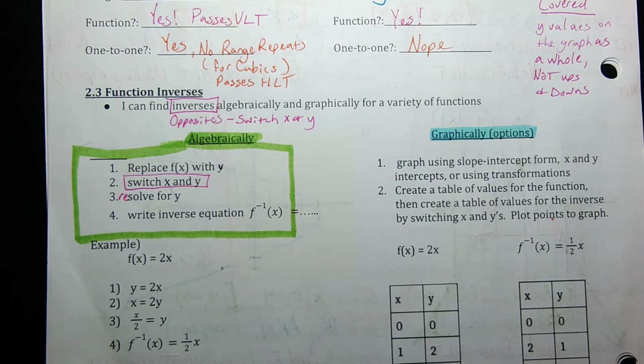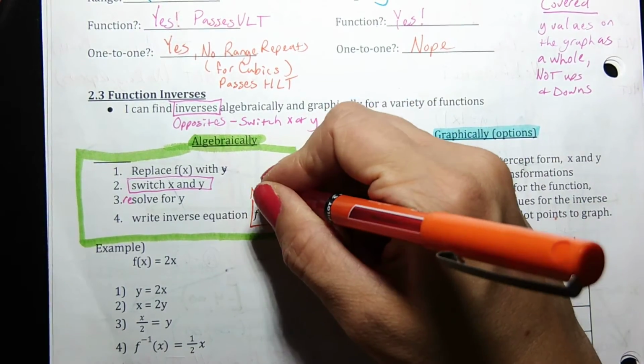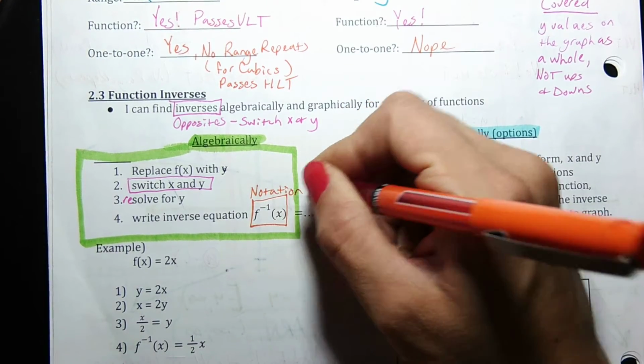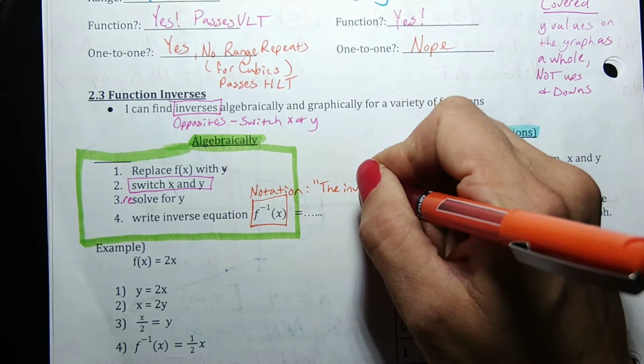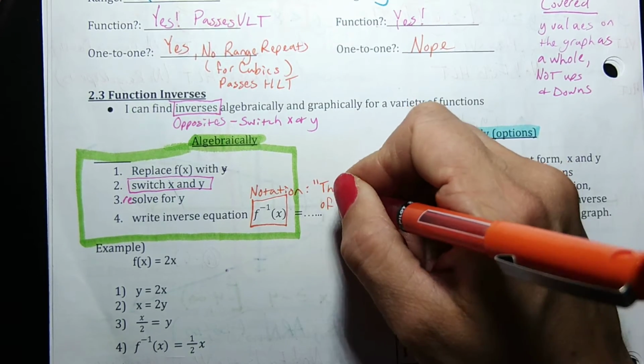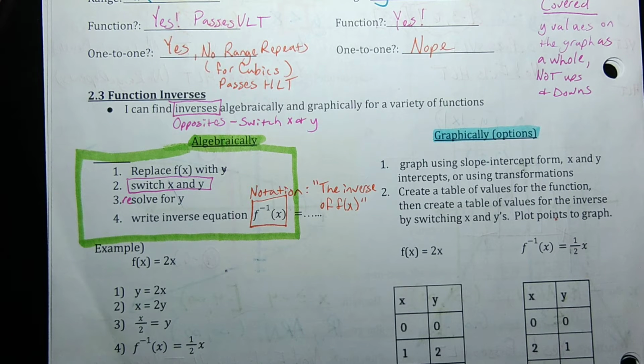This is our notation for inverses. And just like with your function notation, you have to memorize this notation. This notation is read as the inverse of f of x. So how it's written is f to the negative 1 of x, but what it actually is read as is the inverse of f of x.